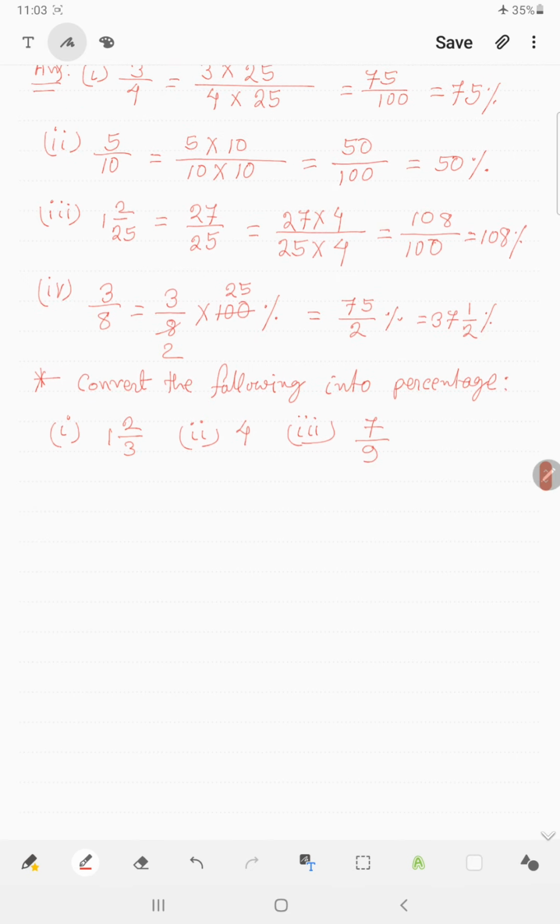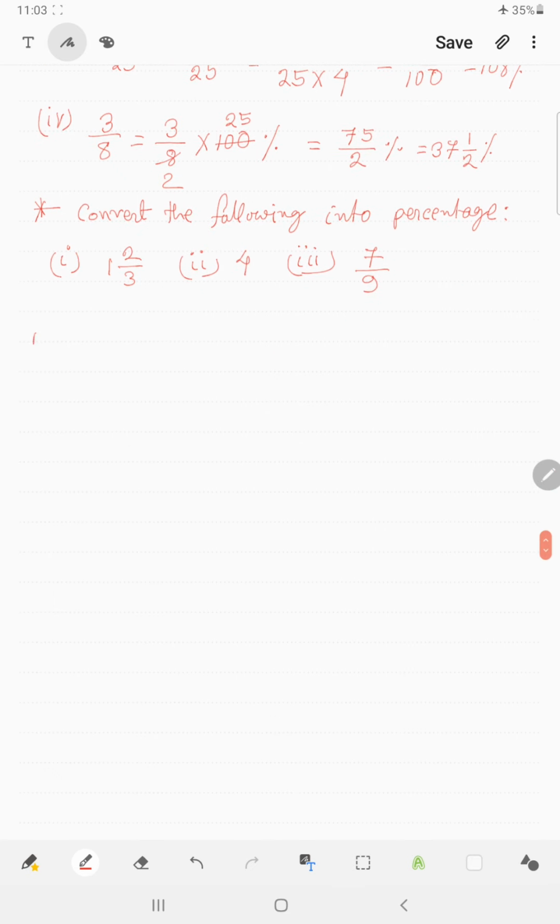Okay, so I have shown you this method just now, so you have to apply this method. Number one, I'm showing you, 1 whole 2 by 3 is equal to 3 times 1 is 3, plus 2, 5. Actually it is 5 by 3. Now if you want to convert this into percentage, then what to do here? 5 by 3 into 100%, that is equal to 500 by 3%, right? So if you want to convert this into a mixed number, it is okay, otherwise up to this much only, your answer will be correct.